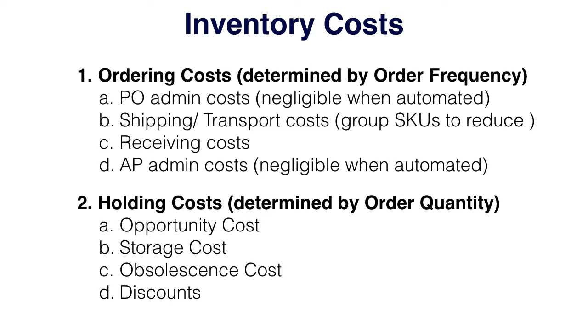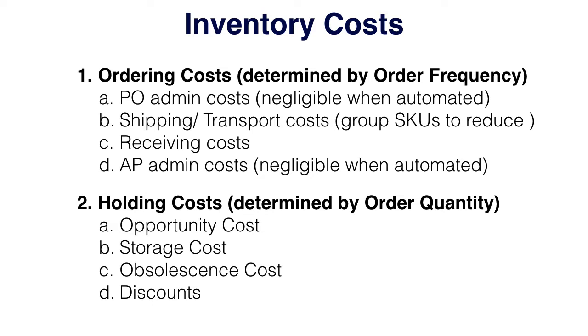As for holding costs, which are determined by the order quantity rather than the order frequency, we have opportunity cost. For example, if a part costs £10 and you order 100 of them, that's £1,000 worth of inventory you're keeping, which you would have invested elsewhere if you had not kept it. Therefore you multiply it by the interest rate, say 10%, and 10% of 1,000 would be 100. That is your opportunity cost.